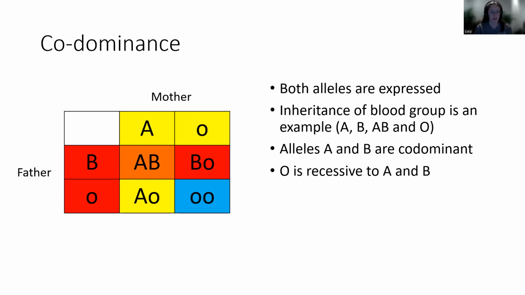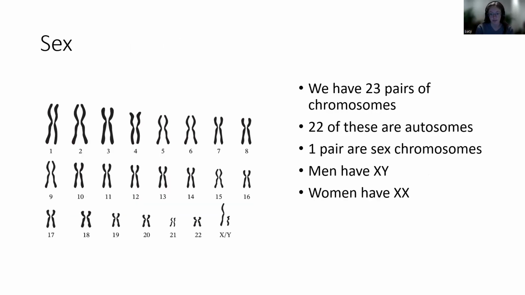O, however, is recessive to both A and B. I wanted to draw your attention to this Punnett square, where the mother has blood group A and the father has blood group B. However, their children are blood groups AB, B, A, and O. This is quite an interesting and unusual combination, but it does come up. So be aware of co-dominance.